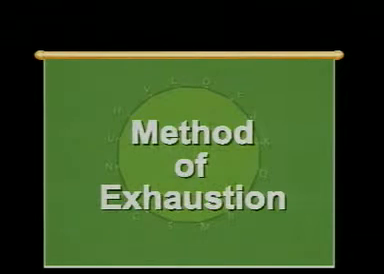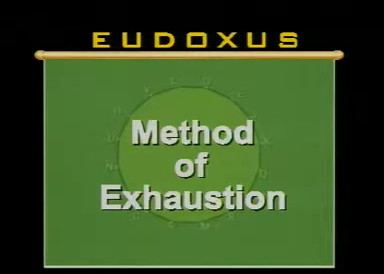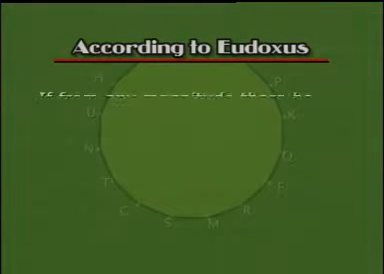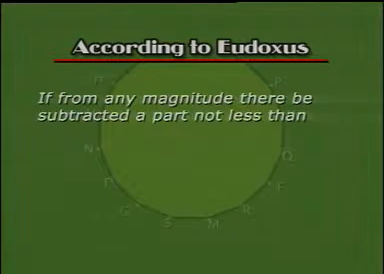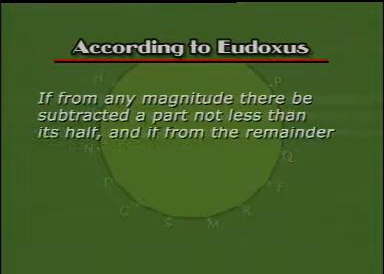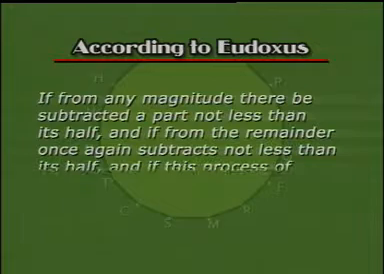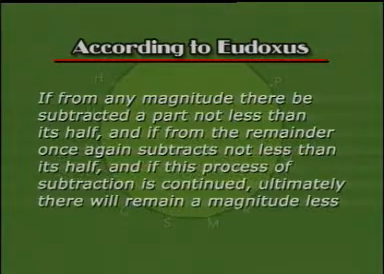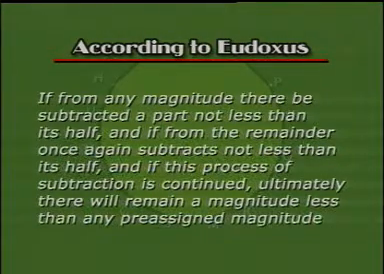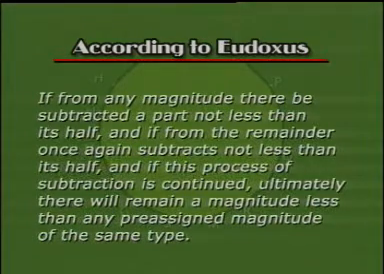For the first time, the method of exhaustion was put on a scientific basis by Eudoxus. According to him, if from any magnitude there be subtracted a part not less than its half, and once again from the remainder we subtract not less than its half, and if this process of subtraction is continued, ultimately there will remain a magnitude less than any pre-assigned magnitude of the same type.